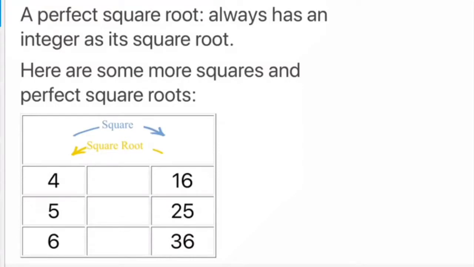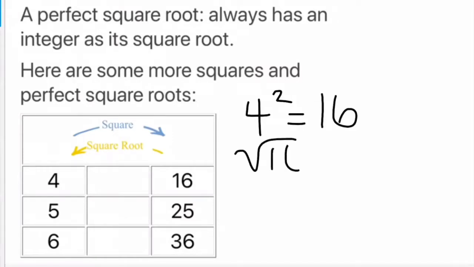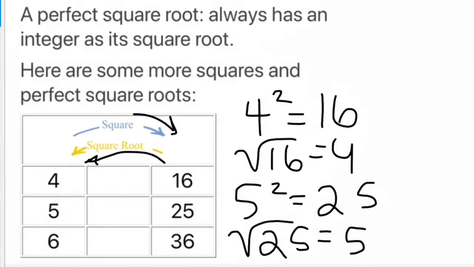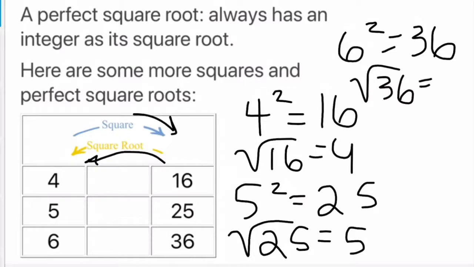So here are some more examples. You have 4 squared, and again, we're squaring that even though it's not there. So I can write that like this. Maybe it will make a little bit more sense. 4 squared equals 16, and then the square root of 16 equals 4. So you see how those kind of go from here, and then find the square root to go back to 4. 5 squared is 25. So the square root of 25 equals 5. And then here you have 6. 6 squared is 36, 6 times 6. And the square root of 36 takes us back to 6.